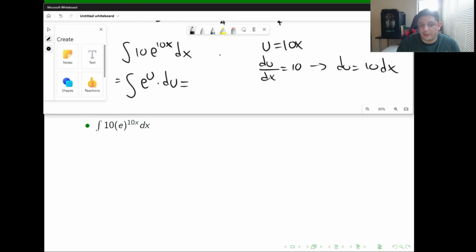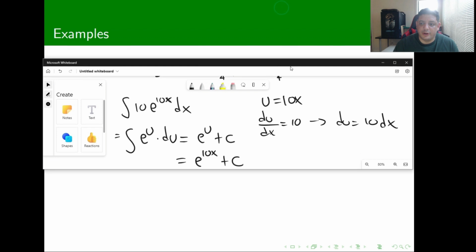Now, here I can go ahead and do the antiderivative that we know. The antiderivative of e to the u is just e to the u plus c. And then the next thing is recovering the original variable, replacing u by 10x, and we're done.